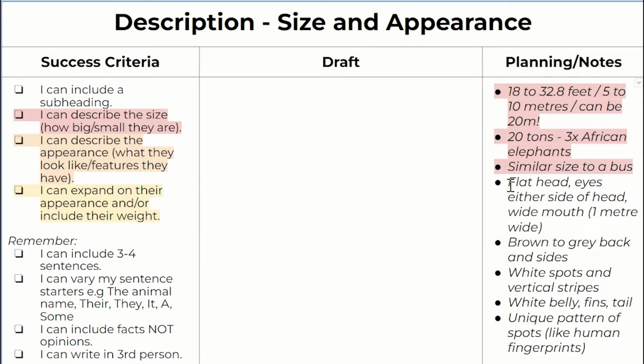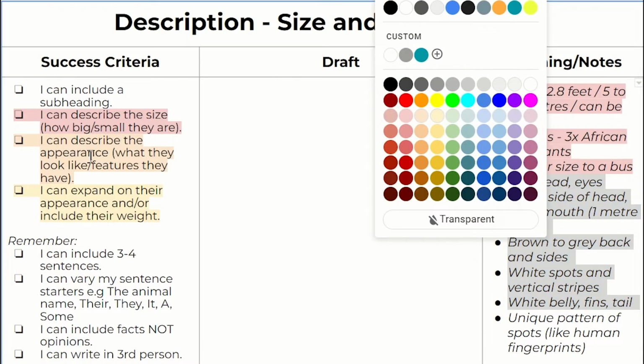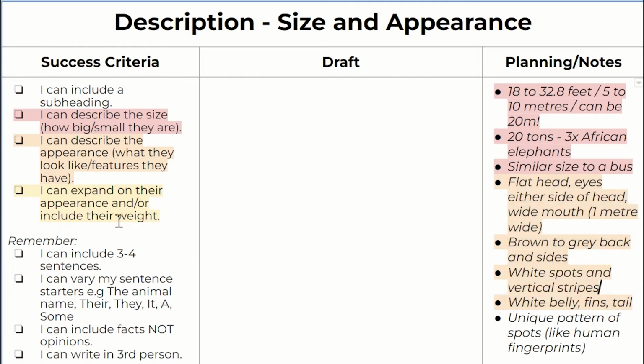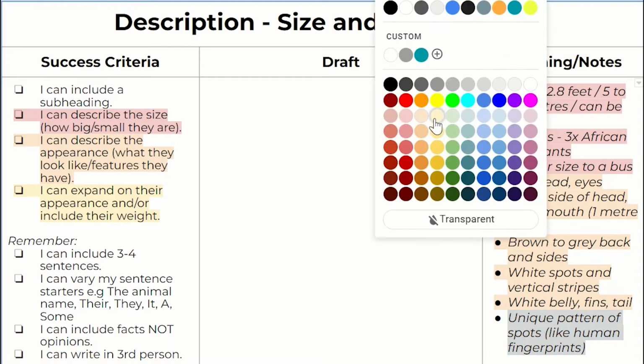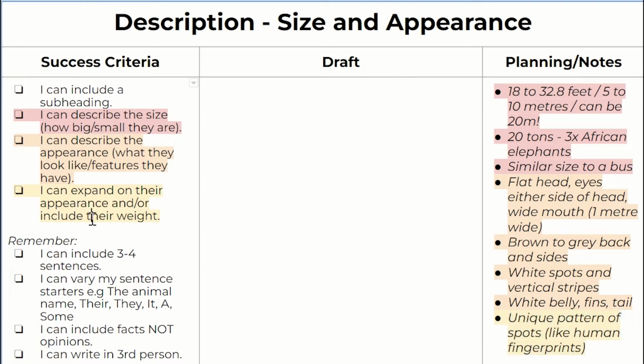Flat head, eyes on either side of the head, wide mouth, brown to grey, black to grey on their back and sides. White spots, vertical stripes, white belly, fins and tail. Yep, so all of those facts would be describing their appearance, what they look like. And then I can expand on their appearance. So I've got, they've got unique pattern of spots like human fingerprints. So I'll highlight that in yellow. And I do have their weight, so I might change this to yellow.